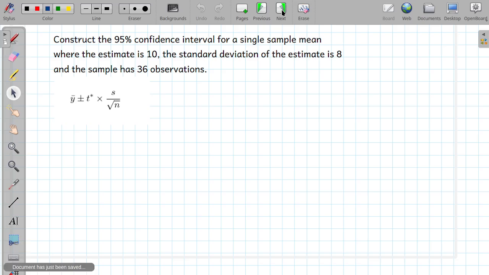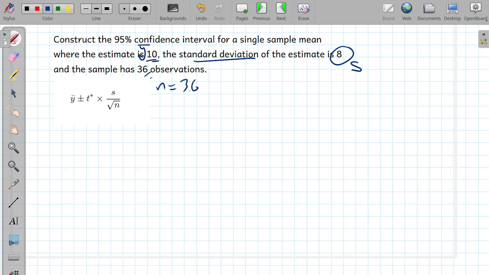Here we go. The first thing we want to do when we look at something like this is figure out what goes where. When we talk about an estimate in this topic, y bar, right here, is 10. There's our estimated value for the mean. The standard deviation of the estimate is 8, so that's S. N is 36.